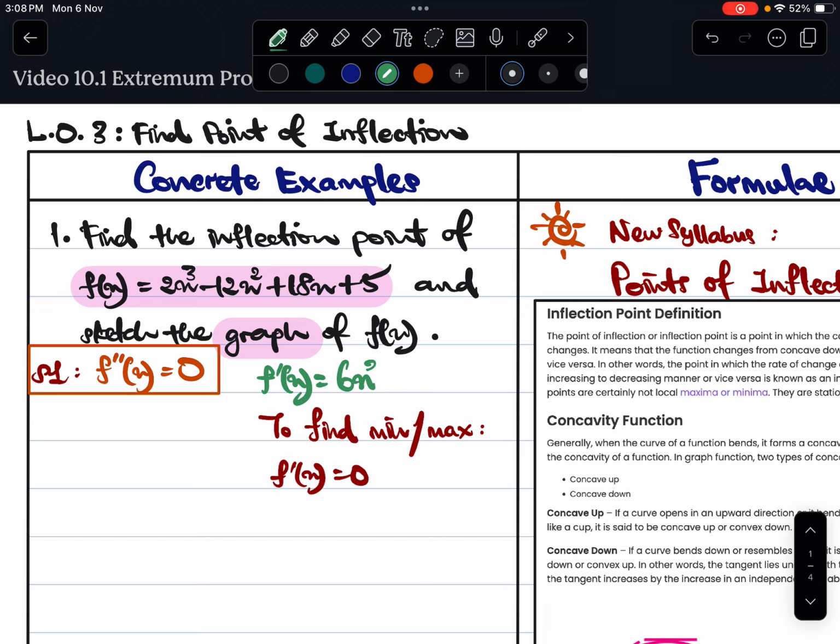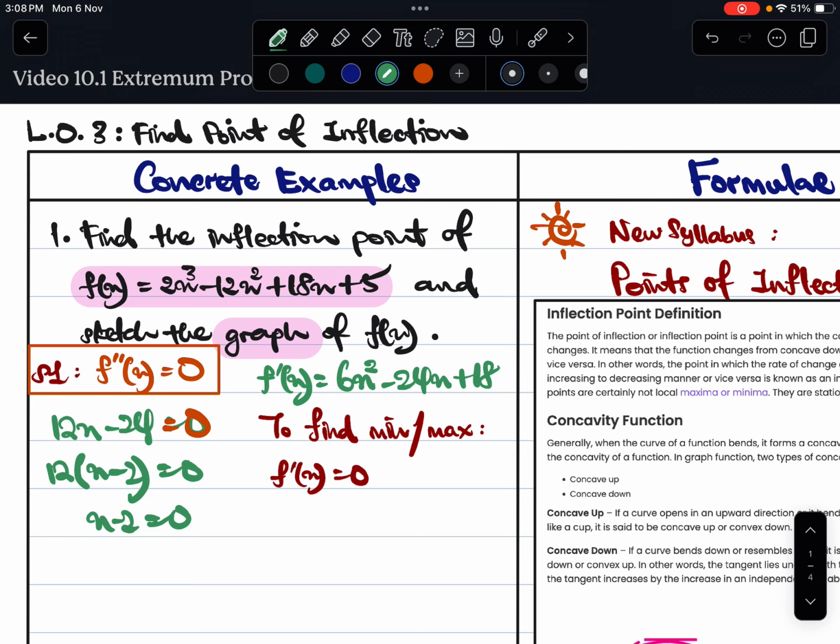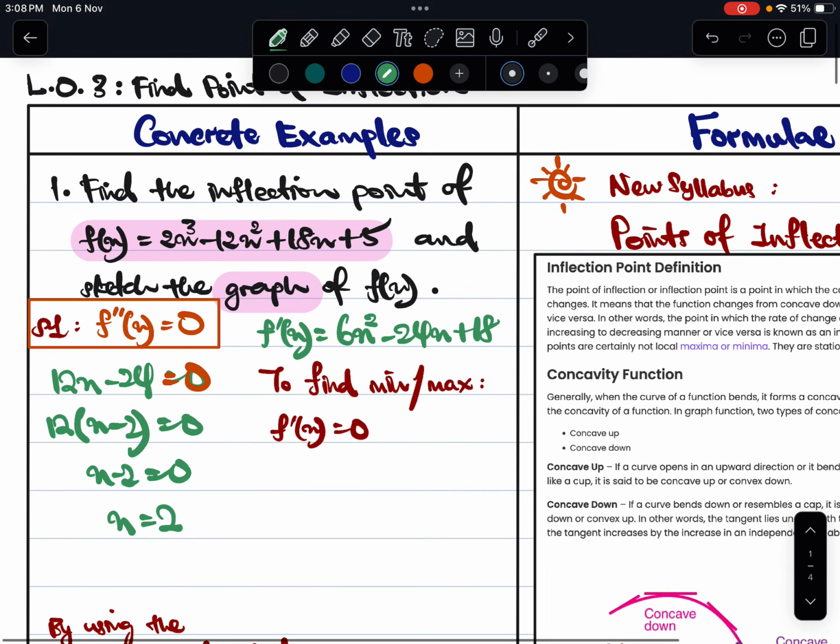So the first derivative is 6x squared minus 24x plus 18. Therefore we can go to the second derivative, which is 12x minus 24, and make it equal to 0. I repeat, equal to 0 is important. If you forget, you will mess up. Here we go. The next step is to just factorize it, and there you go. This is my value of x. I just got my value of x, and this is going to lead me to the inflection point.